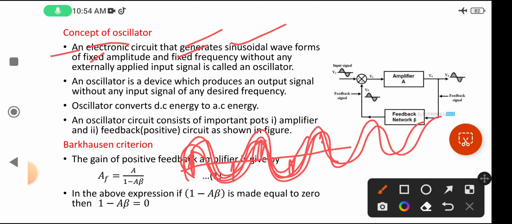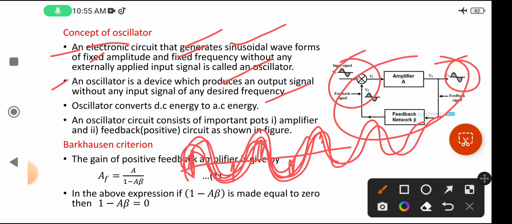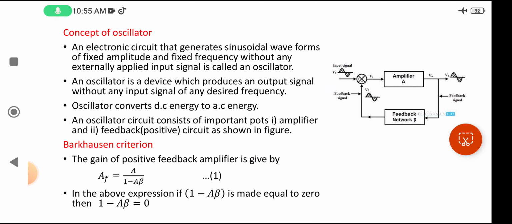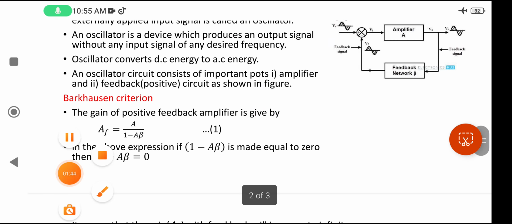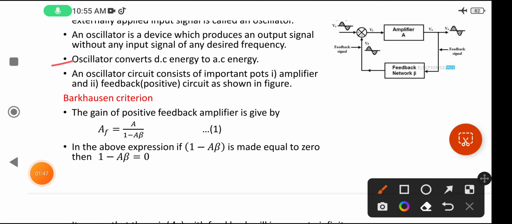Next, an oscillator is a device which produces an output signal of any desired frequency without any input signal. It produces an output waveform without taking any input waveform. An oscillator converts DC energy into AC energy. So it is a device which converts DC signals into AC signals.